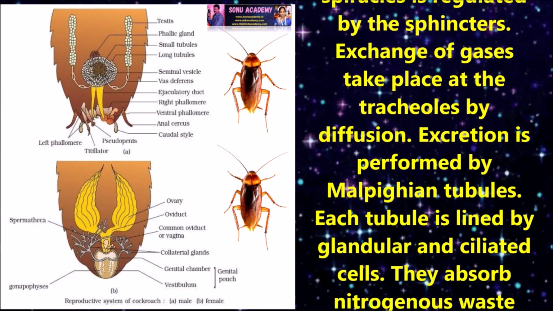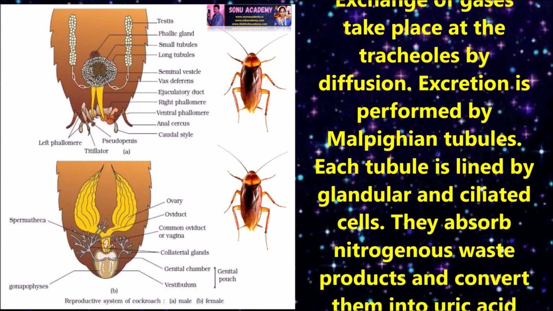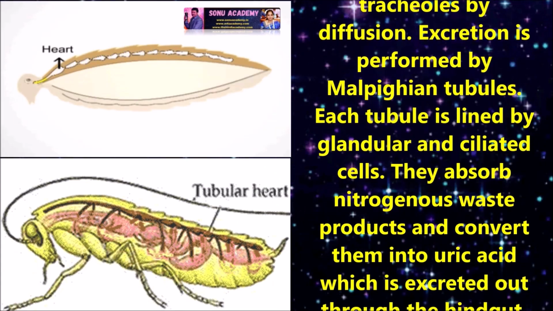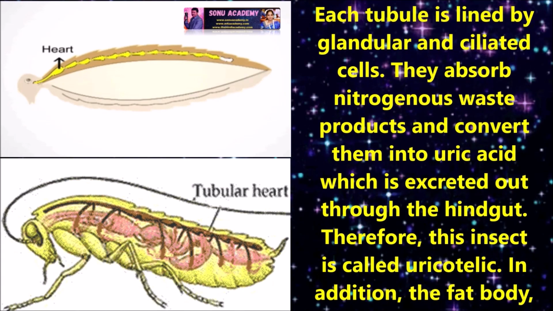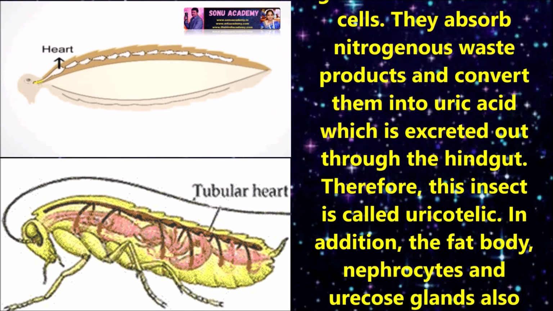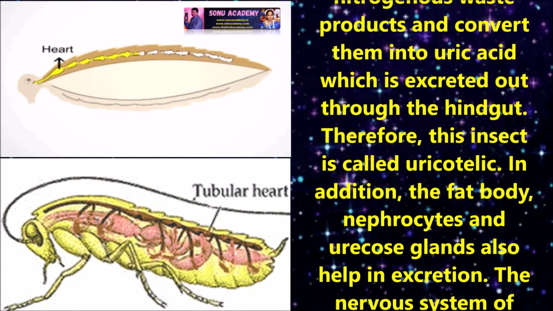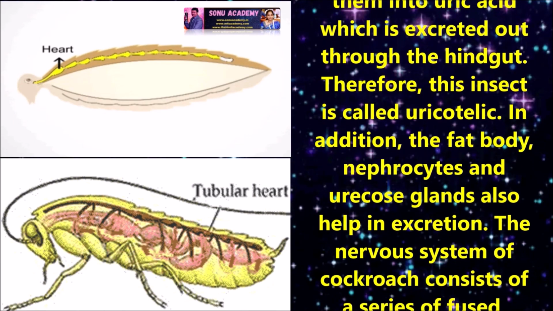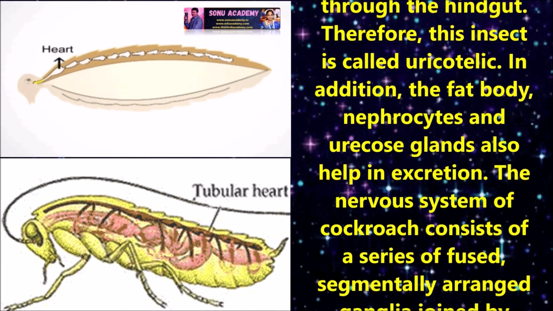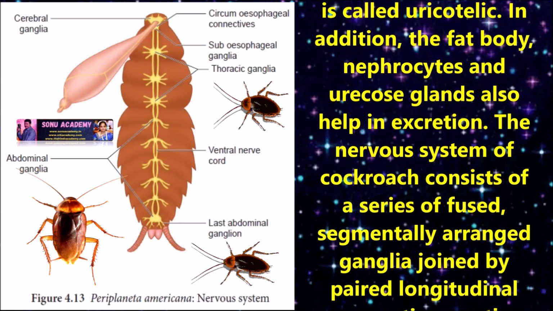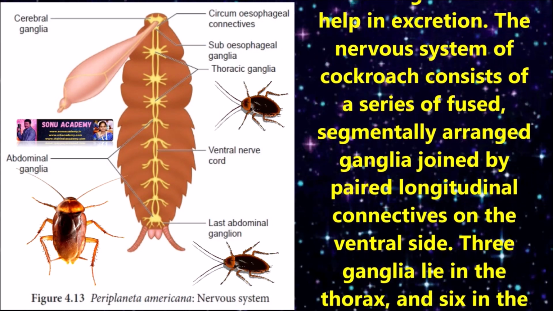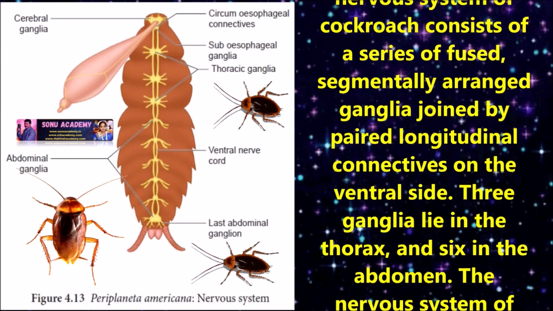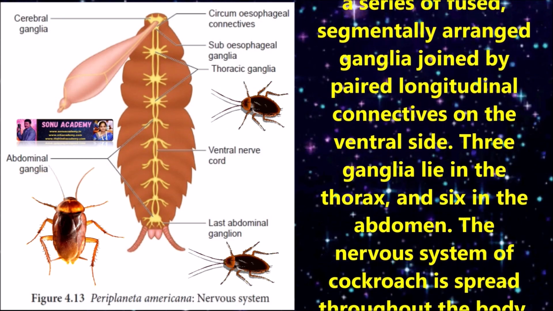Excretion is performed by Malpighian tubes. Each tubule is lined by glandular and ciliated cells. They absorb nitrogenous waste products and convert them into uric acid, which is excreted through the hindgut. Therefore, this insect is called uricotelic. In addition, the fat body, nephrocytes and uricose glands also help in excretion.